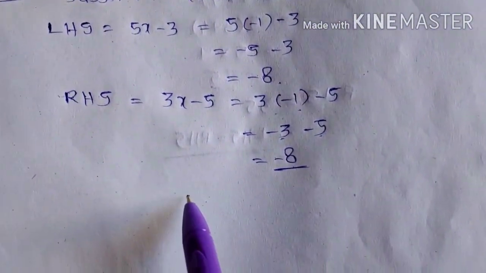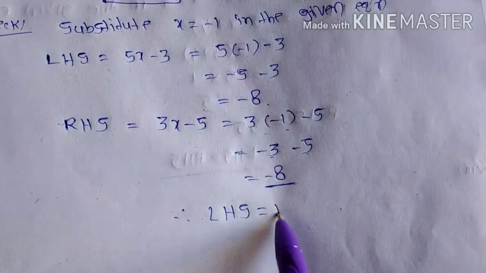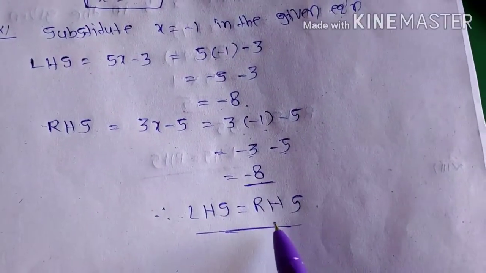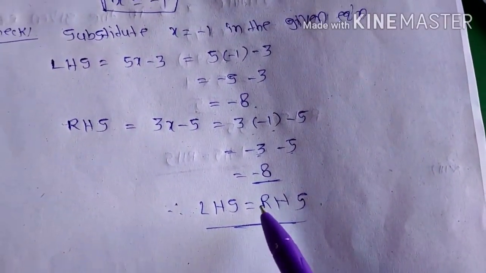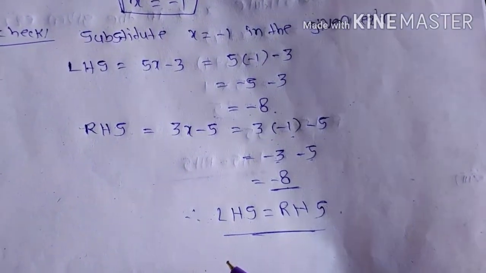Therefore you can write here LHS is equals RHS. This is your final solution. Just you need to substitute and check whether LHS is equal to RHS or not.